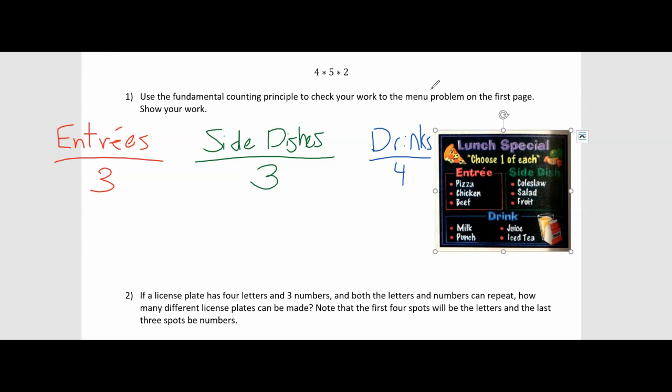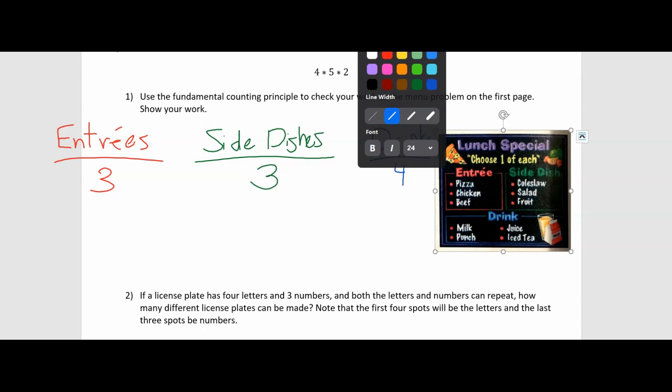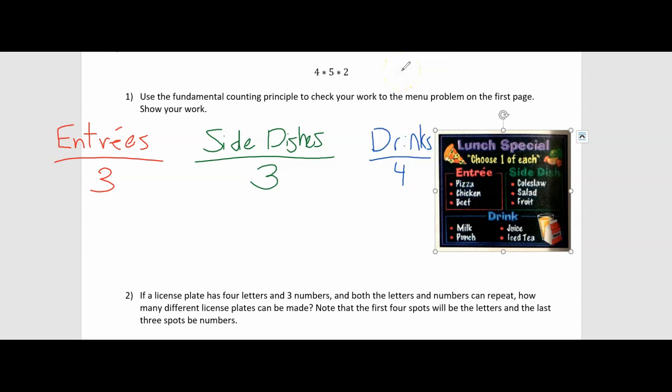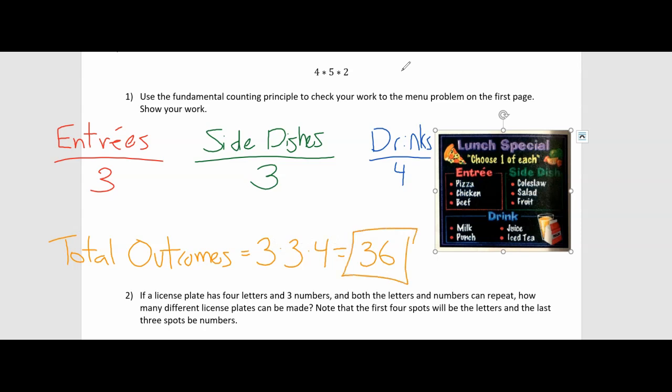For drinks, there's 4. So if we treat each of these as their own event, well, to figure out the total number of outcomes, if we choose one from each category or each event, total outcomes, some of you probably know what we're about to do, is equal to 3 times 3 times 4, which is 36. Right, going to be much easier than drawing out a tree diagram, especially if these numbers are a lot larger.